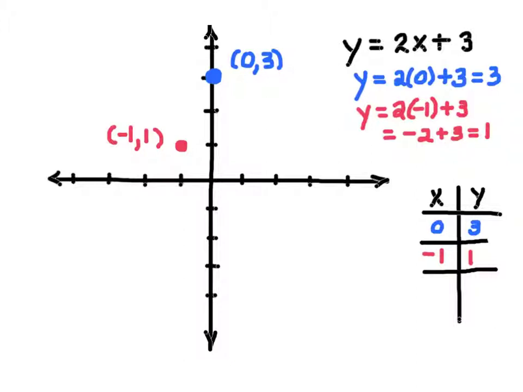Let's label these tick marks. This is x is negative 1, this is y is 1, and here we have x is 0, and here y is 3. So if we connect these points, we have our line. Here's our line. This line represents the line y is equal to 2x plus 3.